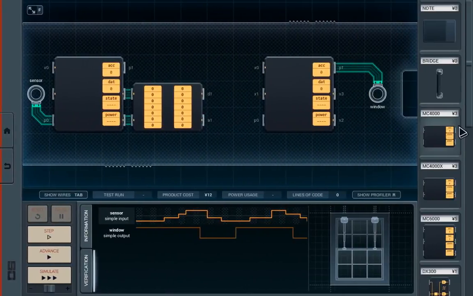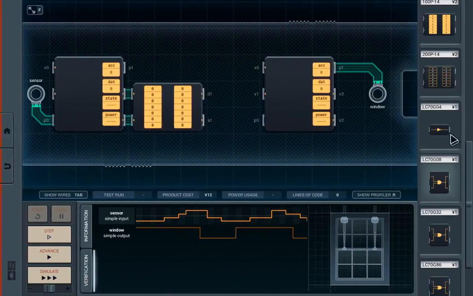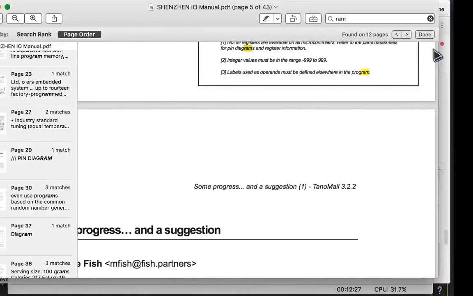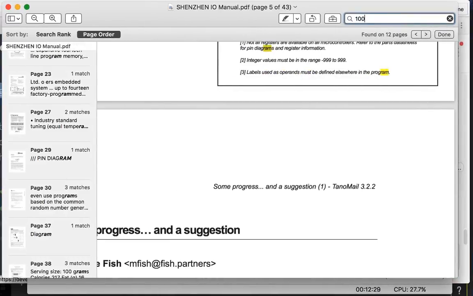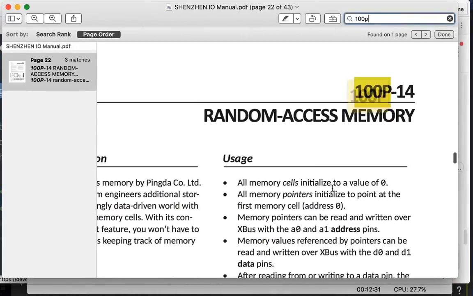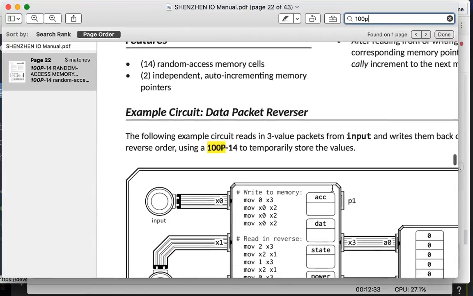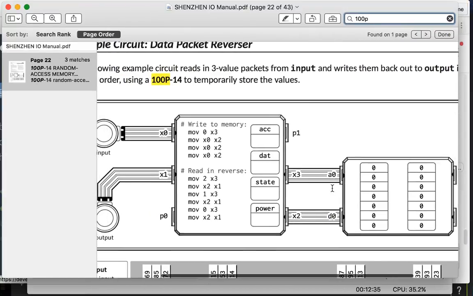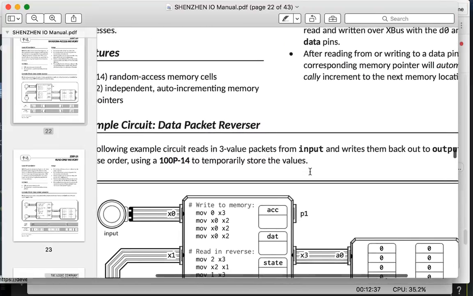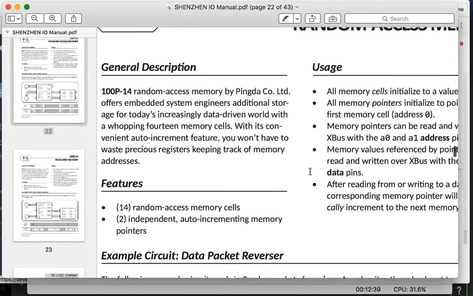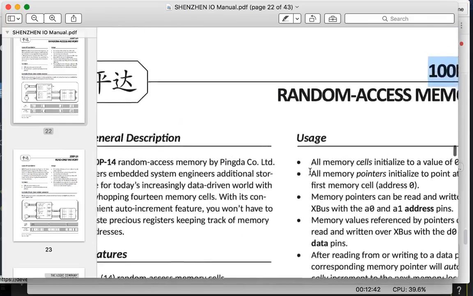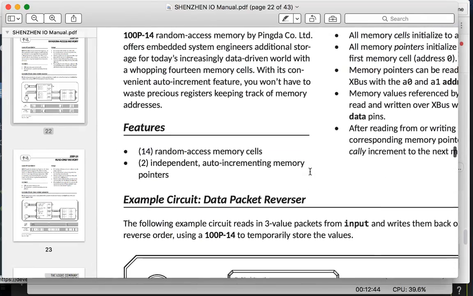Alright, what the hell is the name of this part? It's a 100P-14. 200P-14. Really? Yep. Disagree. You seem to be right. So this is random access memory, pointers, read and write. Yeah, this is the RAM. Okay. Nope, you're totally right.